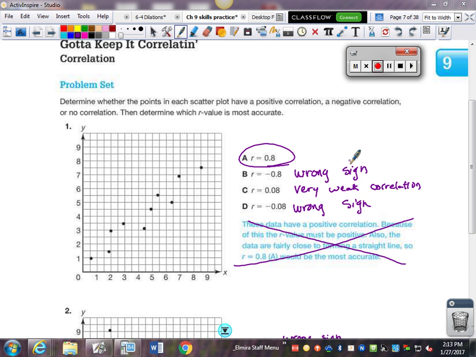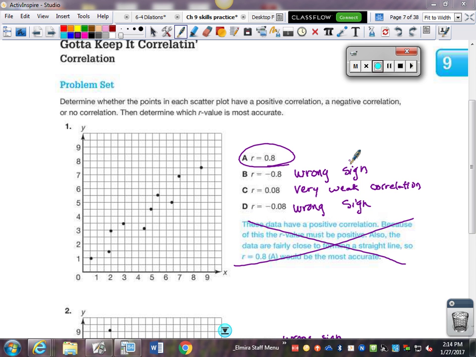So the first section wants you to choose which correlation coefficient seems the most reasonable and say whether it's positive or negative. Well, I'm going to have you do something a little bit different. Certainly find the right choice, but next to every wrong choice, I want you to say why it's wrong. For example, B and D are the wrong sign. These dots are going up. They're increasing. They should have a positive R value. So I wrote "wrong sign" next to it to say why it's wrong. So I was left with an R value of 0.8 or an R value of 0.08.